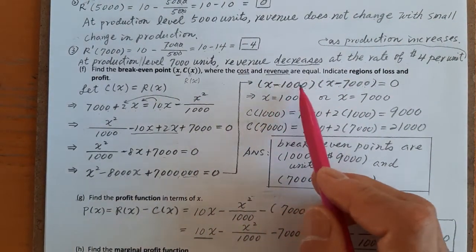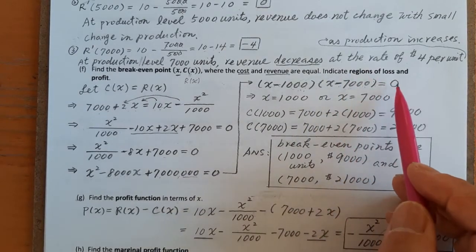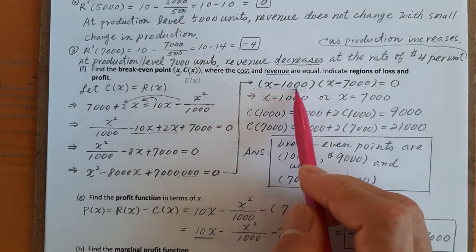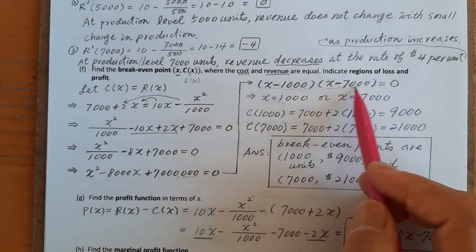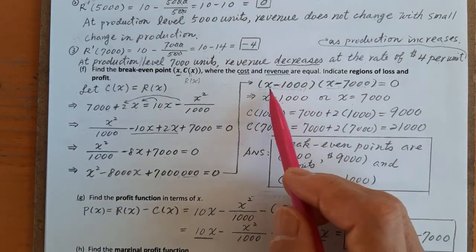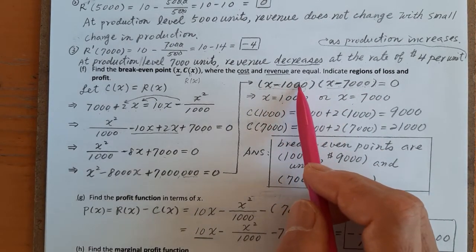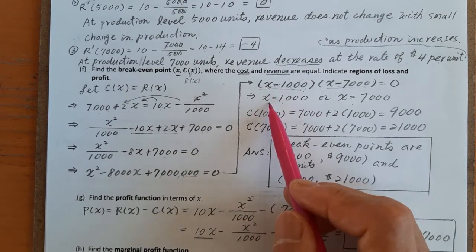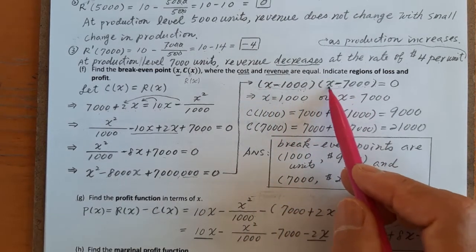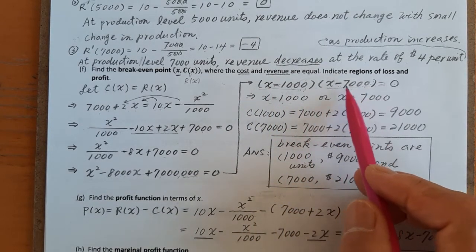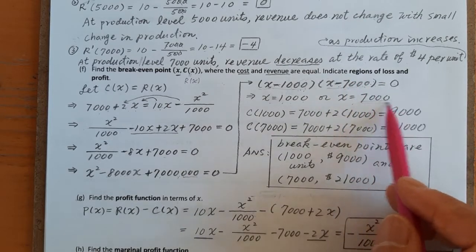Then the two factors multiplied together equal 0. Then either the first factor equals 0 or the second factor equals 0. So let x minus 1,000 equal 0. Solve for x: x will be 1,000. And let x minus 7,000 equal 0. Solve for x: x will be 7,000.